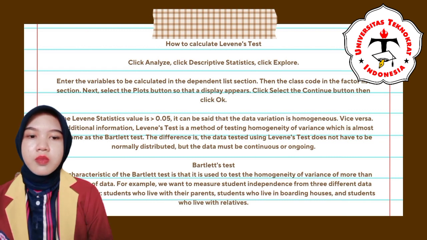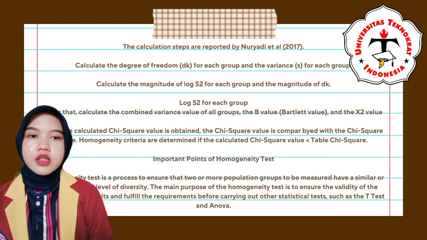The characteristic of Bartlett test is that it is used to test the homogeneity of variance of more than two groups of data. For example, we want to measure student independence from different data groups, namely students who live with their parents, students who live in a boarding house, and students who live with relatives. The calculation steps are reported by Nuryadi et al.